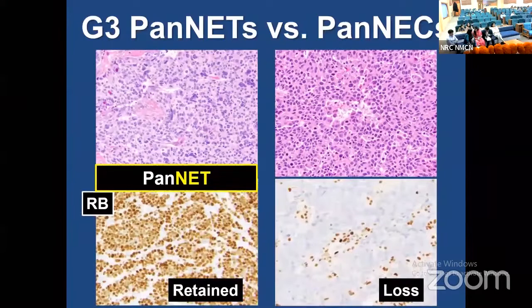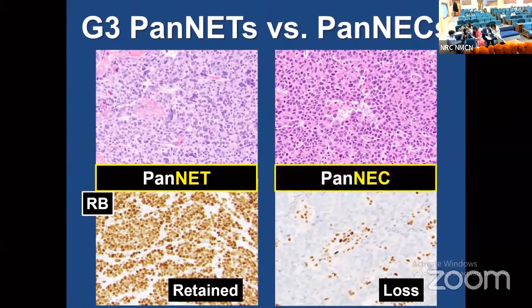Similar to ATRX, RB is a nuclear stain, but preferentially lost in poorly differentiated neuroendocrine carcinomas. Once again, the supporting stroma serves as an internal control, and it's relatively easy to interpret that the case on the right is the neuroendocrine neoplasm that shows loss of expression, and therefore consistent with a poorly differentiated neuroendocrine carcinoma, and for this, it would be categorized as a large cell type.